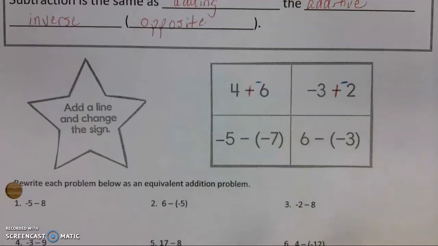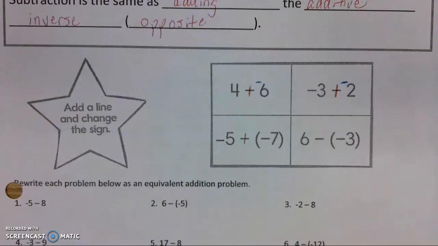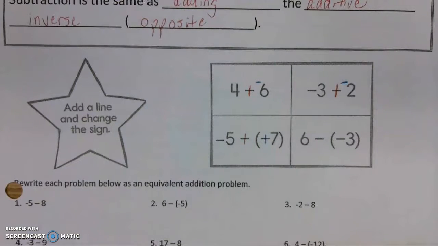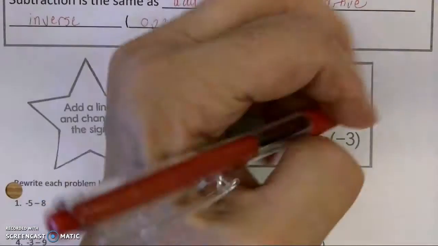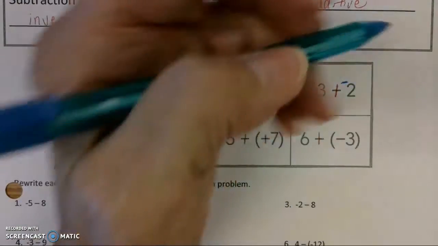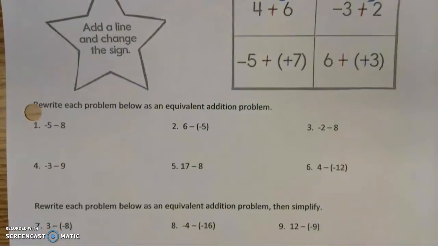Negative 5 minus negative 7. I'm going to leave negative 5. I'm going to add a line and change that subtraction to addition, and I'm going to change that negative 7 to a positive 7. And then finally, 6 minus negative 3, I'm going to add a line to change that from subtraction to addition, and I'm going to change negative 3 to positive 3. So now what I have are 4 addition problems, and I'm going to solve them by following my rules of addition. So let's practice rewriting.